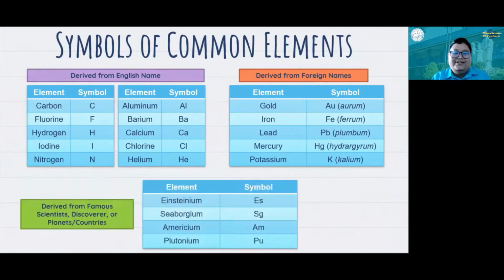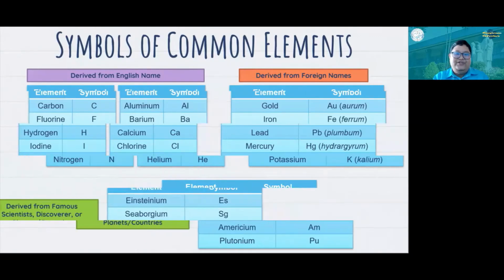And lastly, there are some elements that are derived from famous scientists, discoverers, or even planets and countries. So we have here einsteinium, which is derived from a famous scientist, Albert Einstein, and the symbol is Es. Seaborgium, derived from the name of the discoverer, is Sg. Americium and plutonium, derived from planets and countries, are Am and Pu respectively. So those are some common elements that can be found in the periodic table.